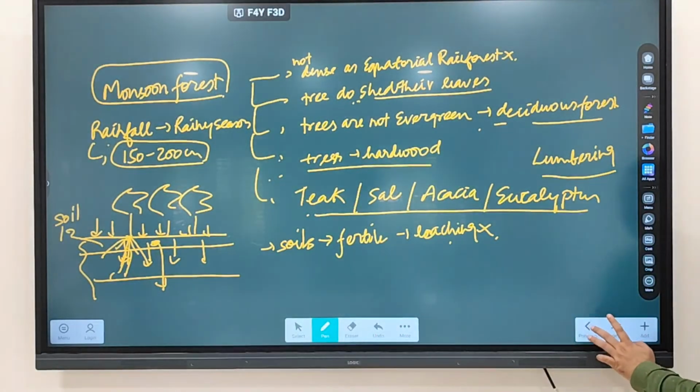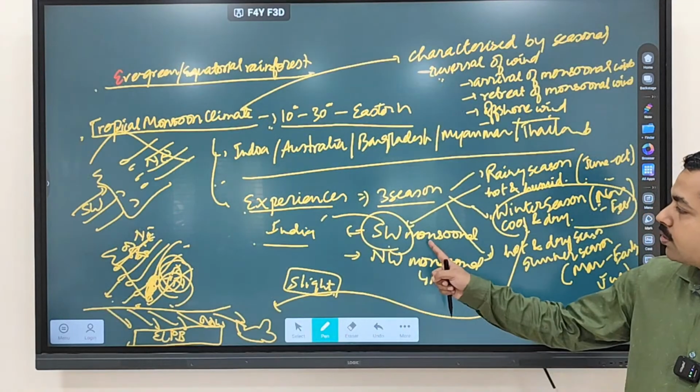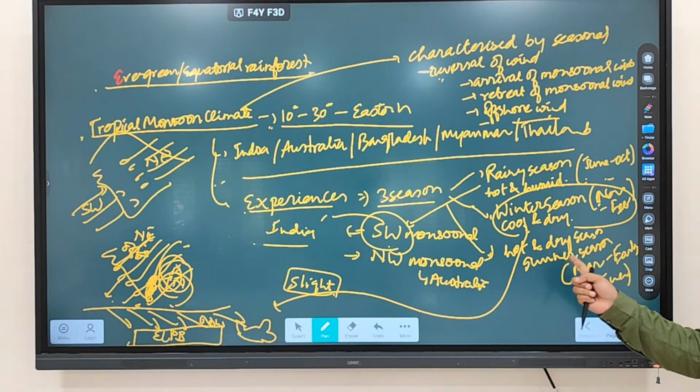So you are finding two dry periods in this particular climatic condition. One is called the cool and dry season. Another is called the hot and dry season. So two dry seasons are there.